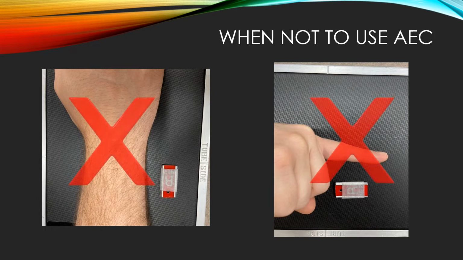AEC is not used when the body part is smaller than the size of the detector cells, as seen in these images. The anatomy of interest must completely cover any activated detector cells. It is crucial to position correctly and collimate, meaning decreasing your light field to get a better image quality.